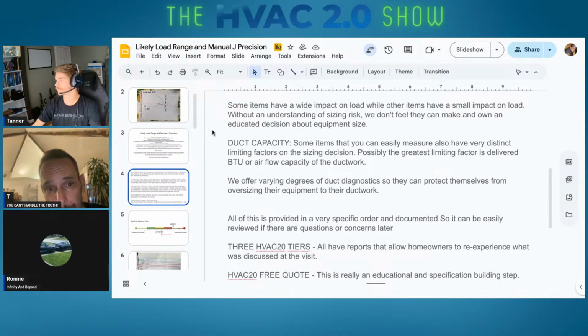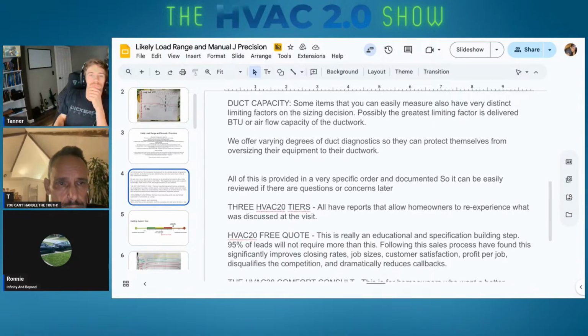And then duct capacity. Some items that you can easily measure also have very distinct limiting factors on sizing decision. Possibly the greatest limiting factor is delivered BTU or airflow capacity of the ductwork. You want to make any comment about that, Tanner?